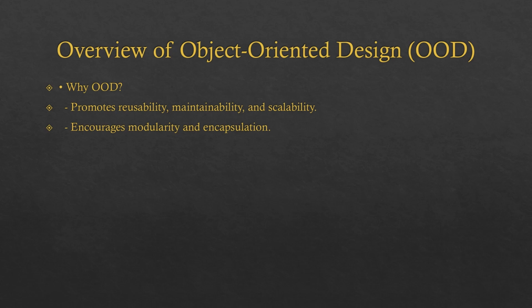Why do we use OOD? The primary reasons are to promote reusability, maintainability, and scalability. It ensures modular development, meaning that each object can be worked on independently, enhancing the flexibility of our system. Furthermore, encapsulation allows developers to manage complexity effectively.